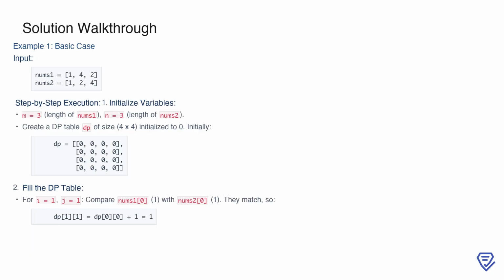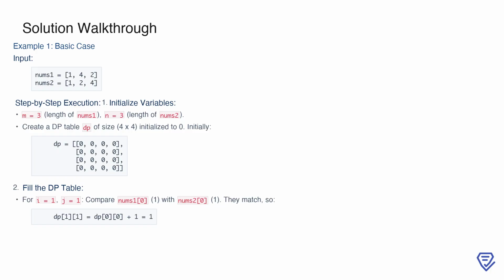To solve the uncrossed lines problem, we use dynamic programming to determine the maximum number of matching elements between two sequences without crossing lines. Starting with our first example, we have nums1 as 1, 4, 2, and nums2 as 1, 2, 4. The lengths of these arrays are both 3, so we initialize m and n to 3. Next, we create a DP table of size m+1 by n+1, which in this case is 4 by 4, and initialize all the cells to 0. This table helps us store intermediate results.